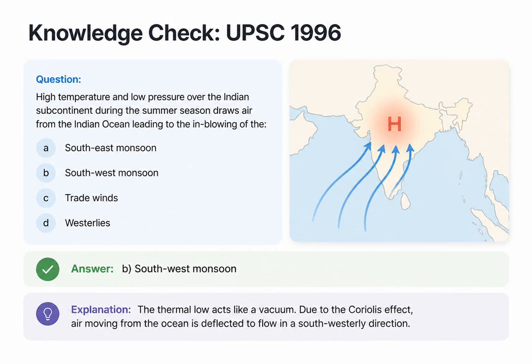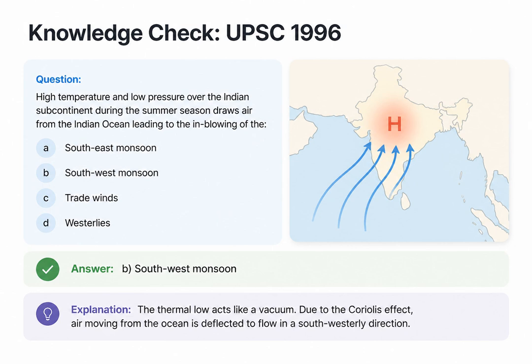Here's another UPSC question, this one from 1996. High temperature and low pressure over the Indian subcontinent during summer draws air from the Indian Ocean, leading to the inblowing of the... The correct answer is B, the southwest monsoon. The intense low pressure acts like a vacuum.